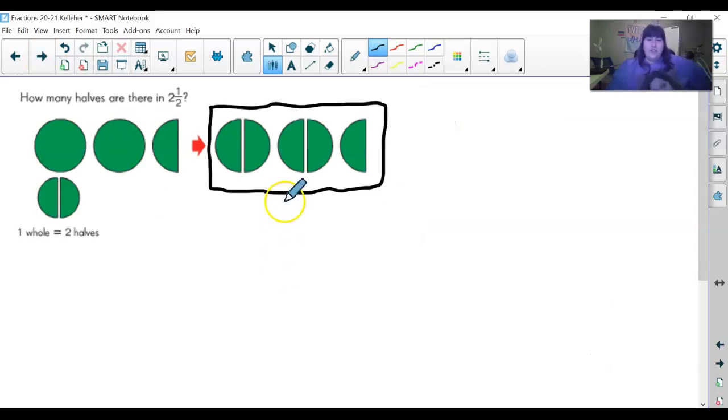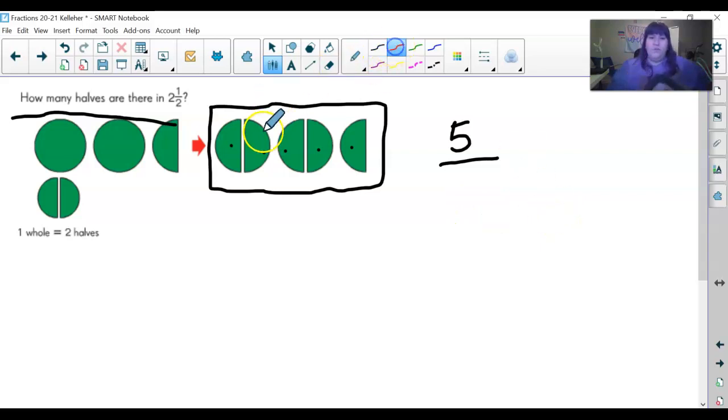Let's look here. In this image, it asks how many halves are there in 2 1/2. Remember that 1 whole would equal 2 halves. So how many halves are there? Well, 1, 2, 3, 4, 5. We have 5 pieces or 5 halves. But for our denominator, we have to ask how many parts are in 1 whole. Well, here's 1 whole. How many parts are in it? 1, 2. So the denominator of our improper fraction will be 2.